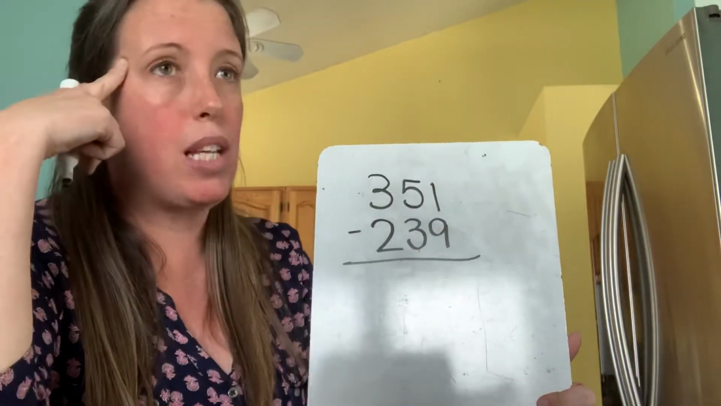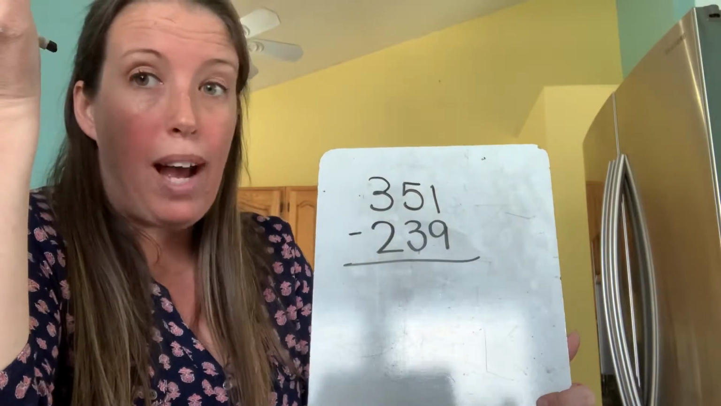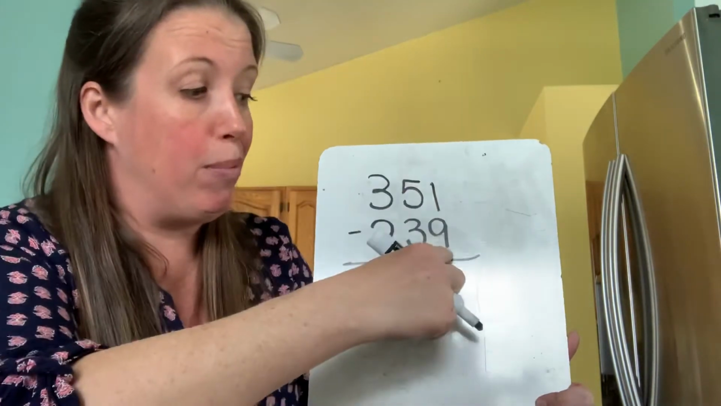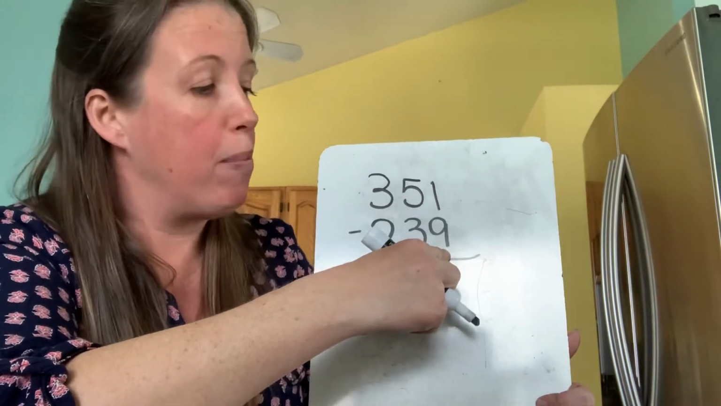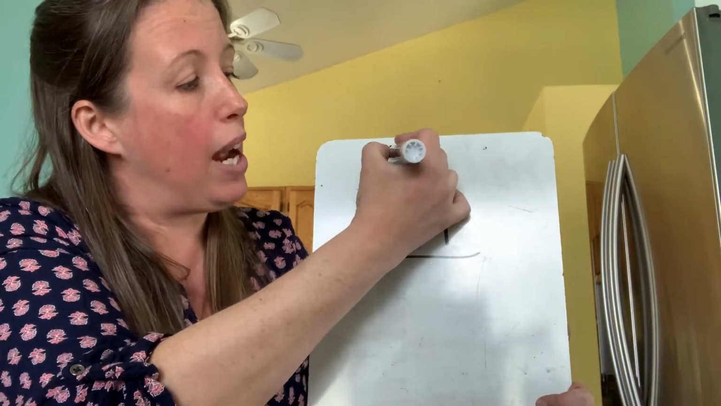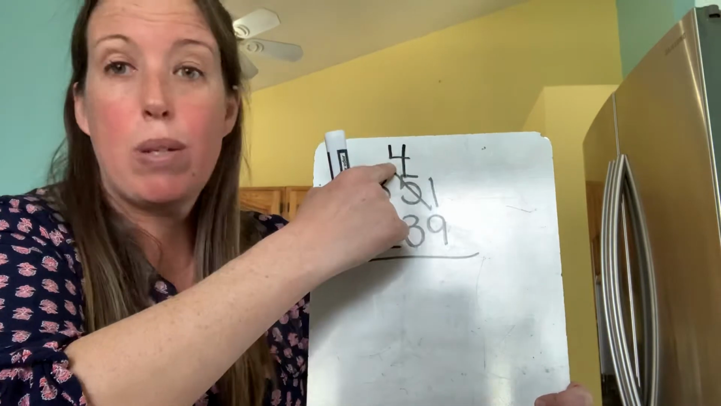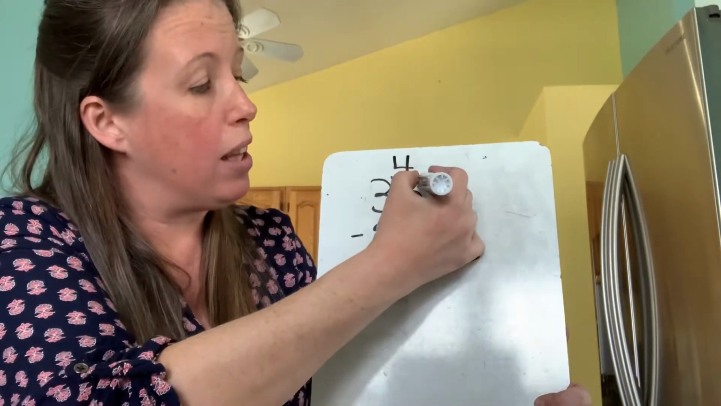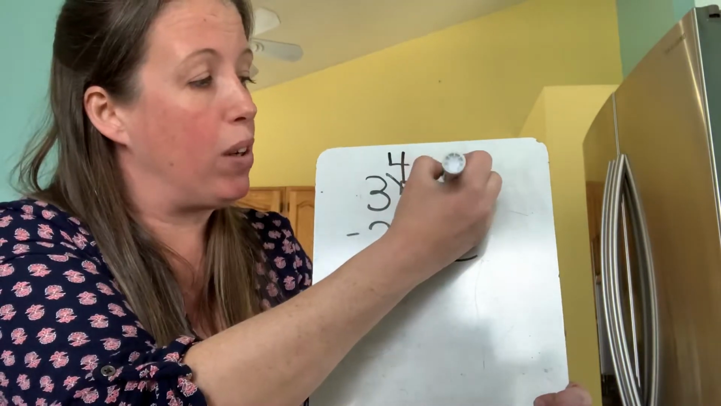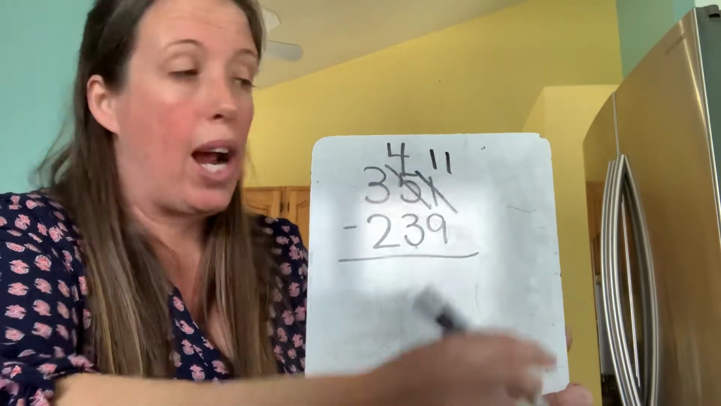So I'm going to say to myself, big number on top, I don't need to stop. Big number on bottom, wait, I have a problem. And here I have my big number on the bottom. So I'm going to go next door and get 10 more. So I'm taking 1 ten away, so I have 4 tens. And there was 1 one there. If I get 10 more, I now have 11 ones. And now I'm ready to subtract.